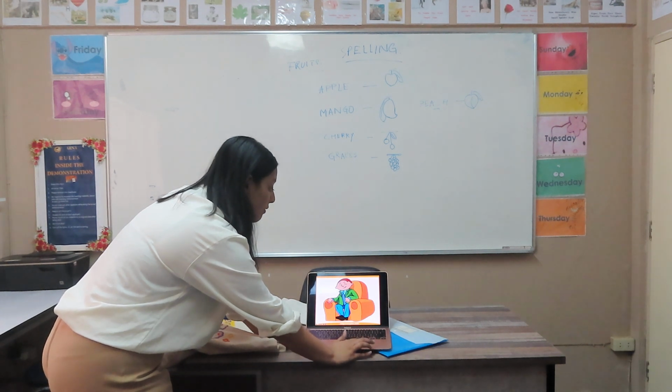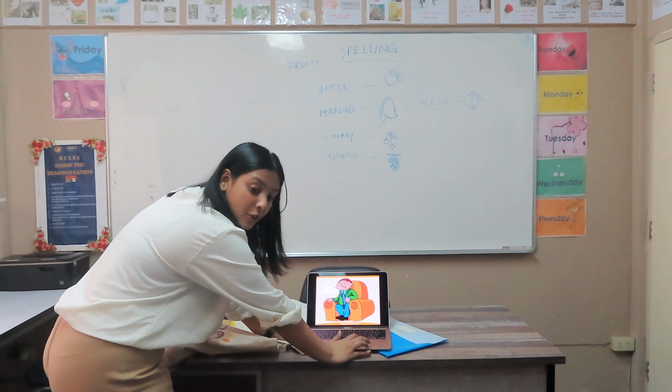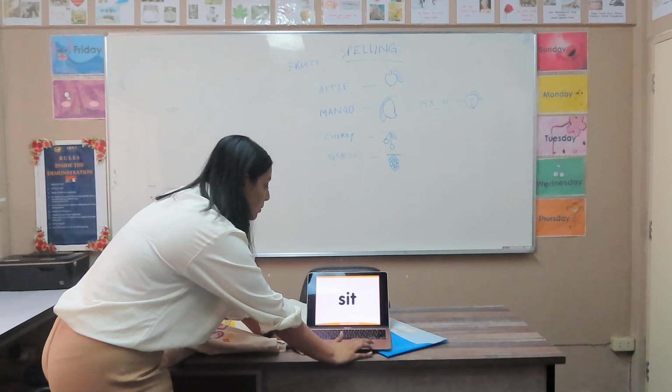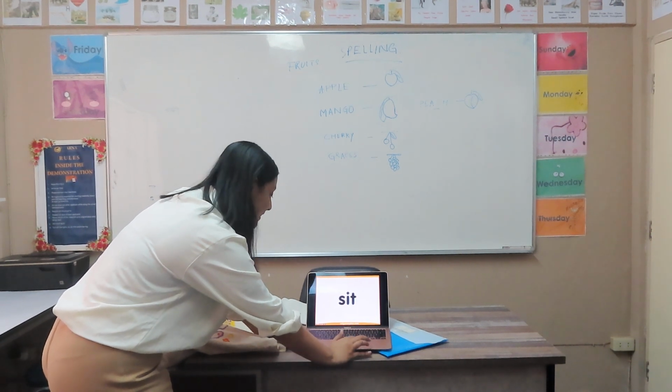What is he doing? This is a sofa. He is sitting. What is this? Sit. Everyone, you all learn what you are doing. Sitting, right? He is also sitting like you. What do we say? Sit. S I T. Right. Sit.